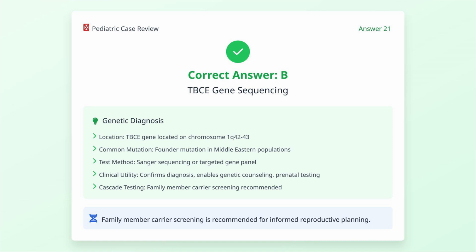The TBC gene is located on chromosome 1 at position q42 to 43. Founder mutations are common in Middle Eastern populations. Testing confirms diagnosis, enables genetic counseling, and allows prenatal testing. Family member carrier screening is recommended for informed reproductive planning.